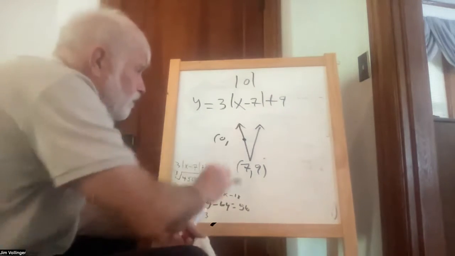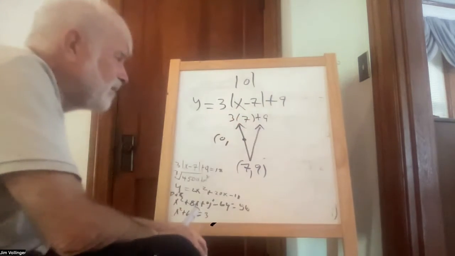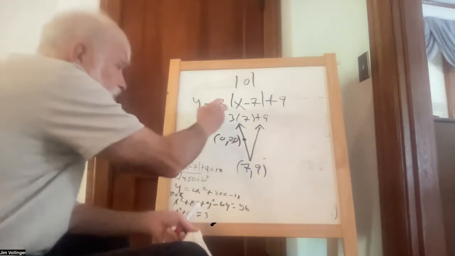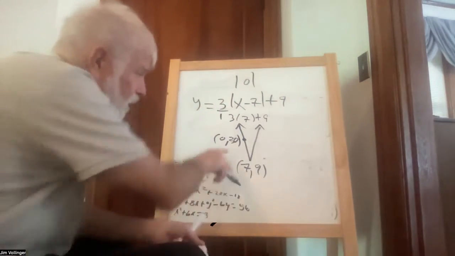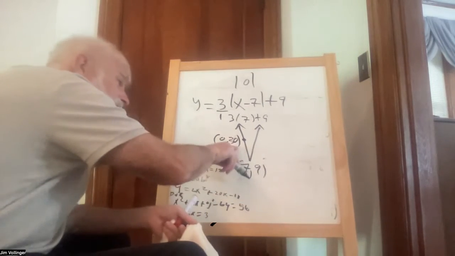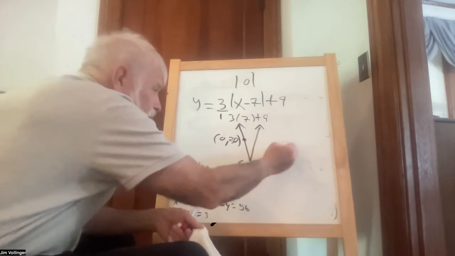All right, so if you put a 0 in, you get 3 times 7 plus 9. And if you don't make a mistake with that, you get 30. And it's nice to check the slope of 3 to 1 here. 30 minus 9, or how much does it take to go from 9 to 30? Well, you got to go up, what, 9 to 30, 21?